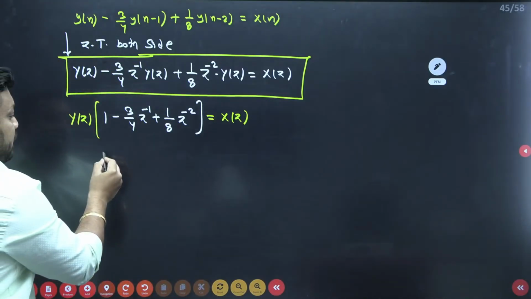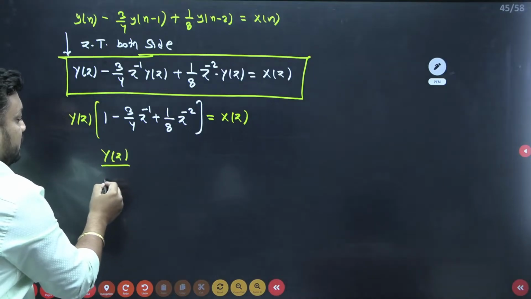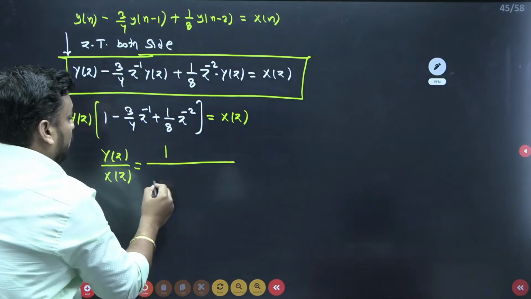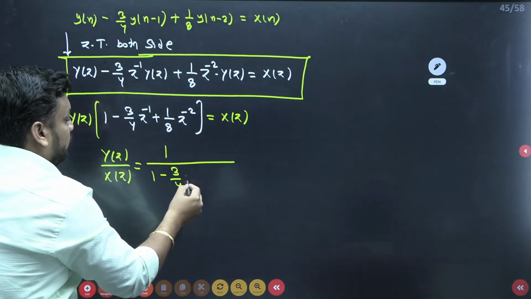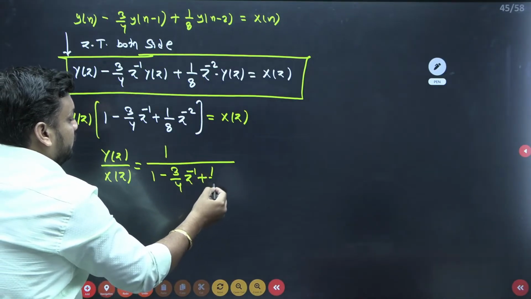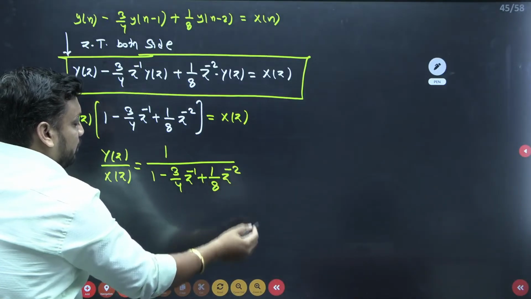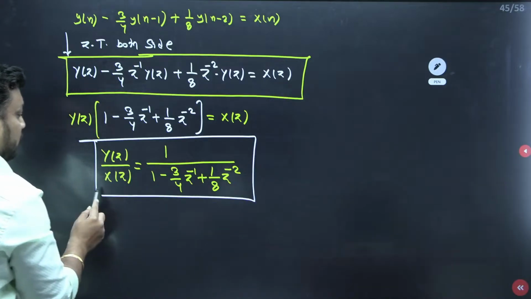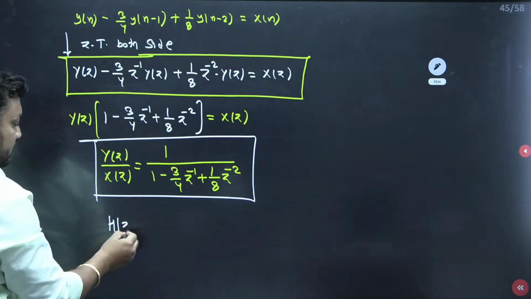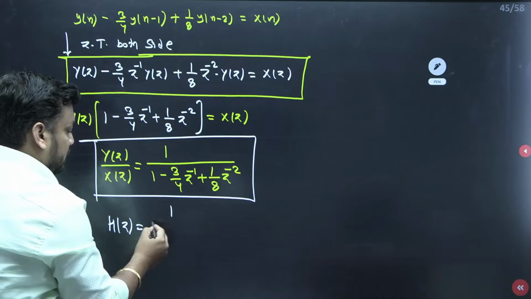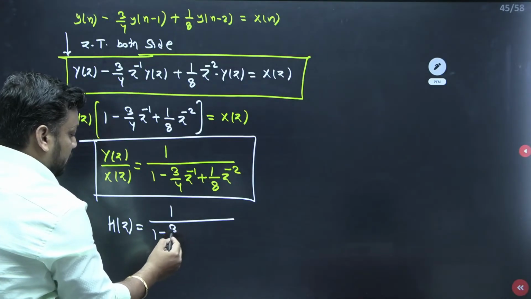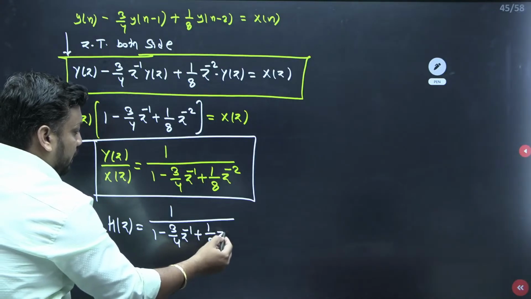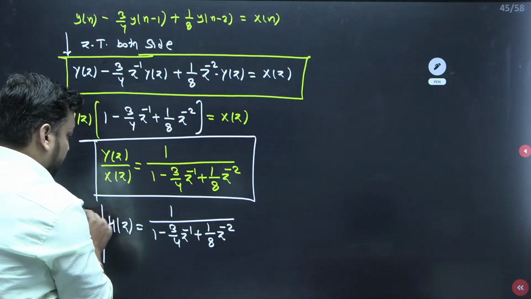So now you should tell me, guys, what is this. You will get yz upon xz, which is nothing but 1 upon 1 minus 3/4 z^-1 plus 1/8 z^-2. So this is your transfer function, and it is nothing but Hz. So the Hz value is 1 upon 1 minus 3/4 z^-1 plus 1/8 z^-2.